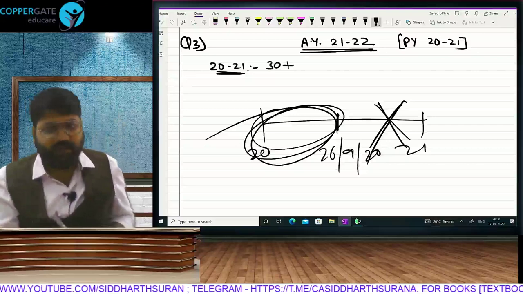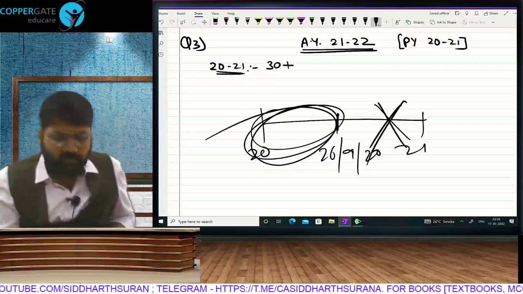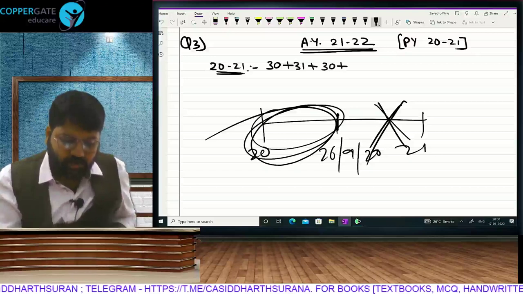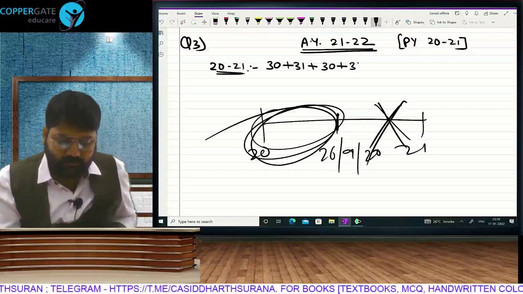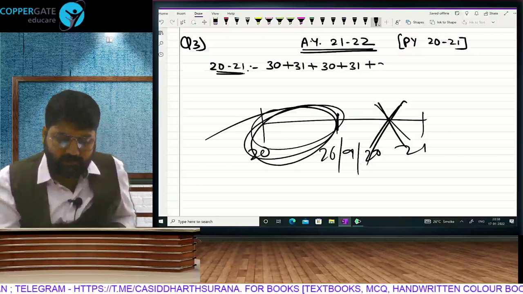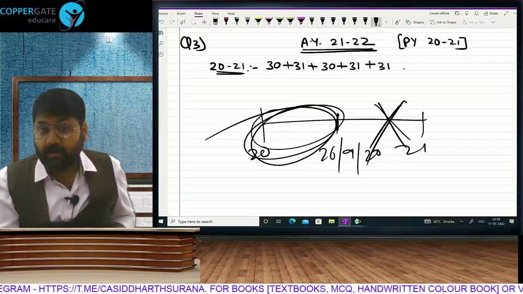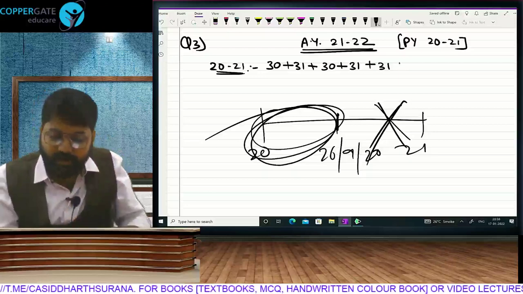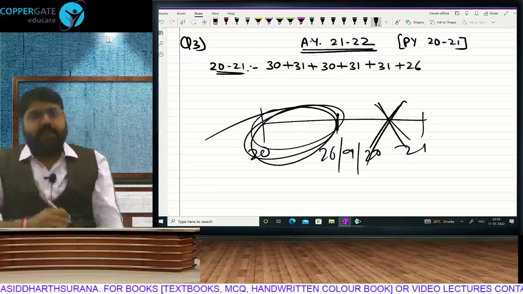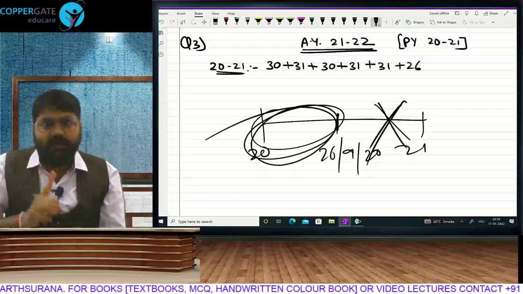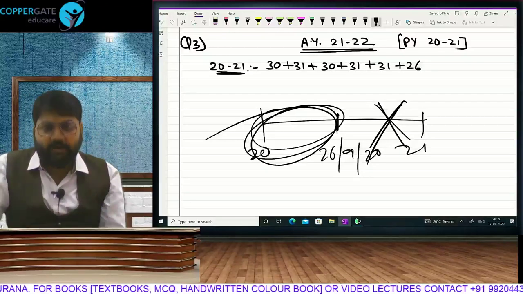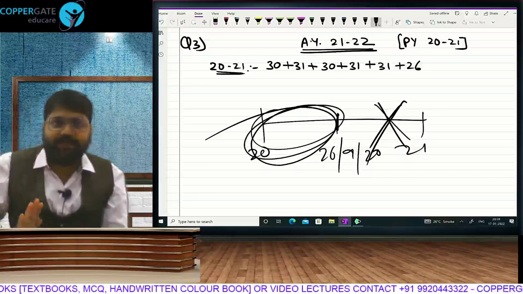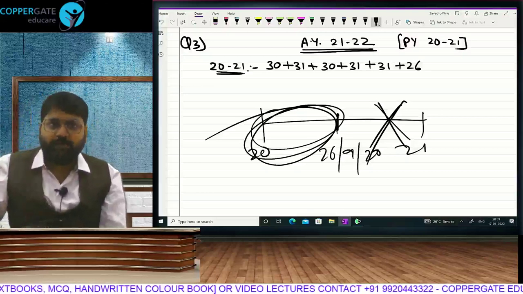Next, the month of May. 31. June. 30. July, August, September. September has 30 days, but he was in India only till 26. And his outgoing day we will count. I have already told you, incoming day and outgoing day have to be counted. After this, can I say he has left? Means October, November, December, January, February, March, everything is zero. We have to stop here.